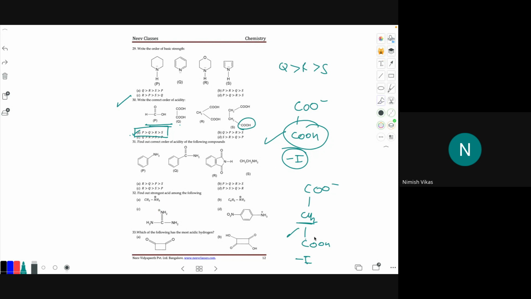Minus I stabilizing it, right? So what next word will come? P will come. So the correct answer is what? Q, R, S, P. Option C. Is that clear? Yes, sir. I thought nothing is happening in P, so be that. Why nothing will happen?